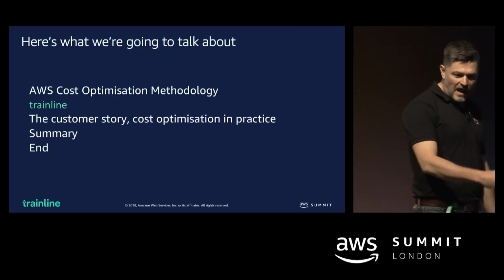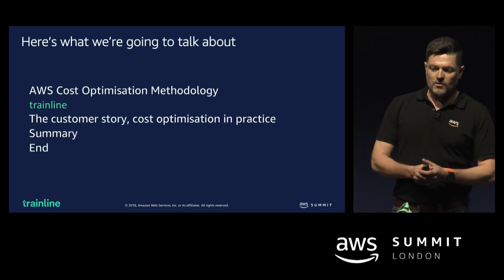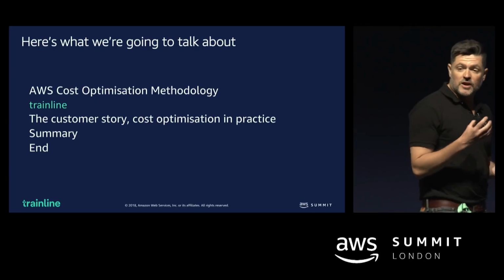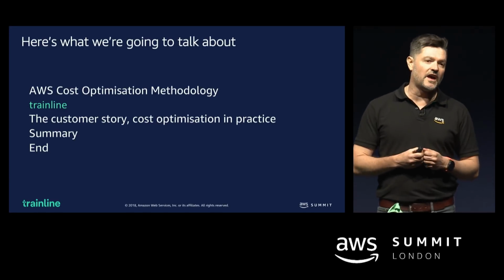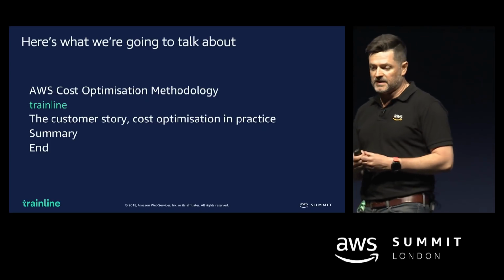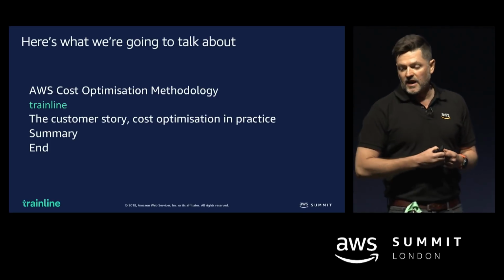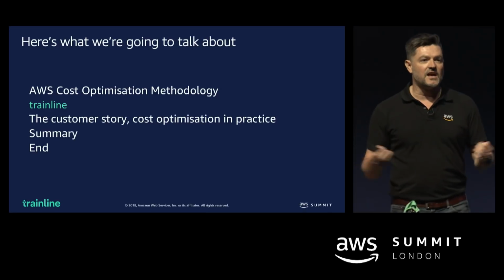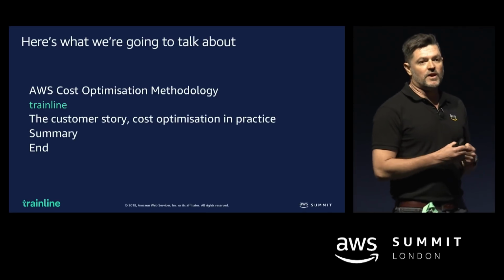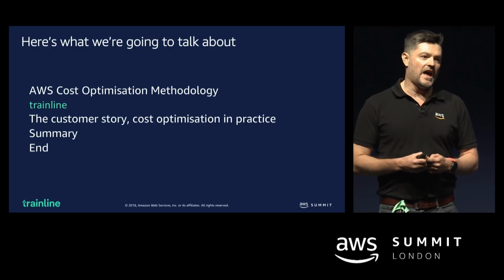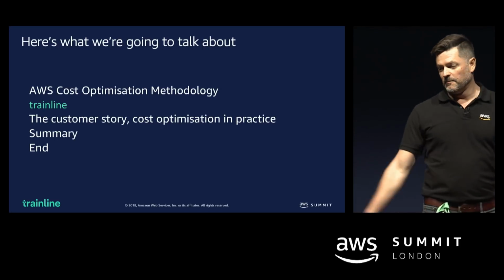So, what we're going to talk about today, we're going to cover off the typical AWS cost optimization methodology. This is something that we talk to our customers about day in and day out from an enterprise support perspective. We're then going to hand over to Trainline. They're going to give us a fantastic insight and a great story around theirs on cost optimization. And then we're going to close out with a couple of tips and tricks and have you on your way.